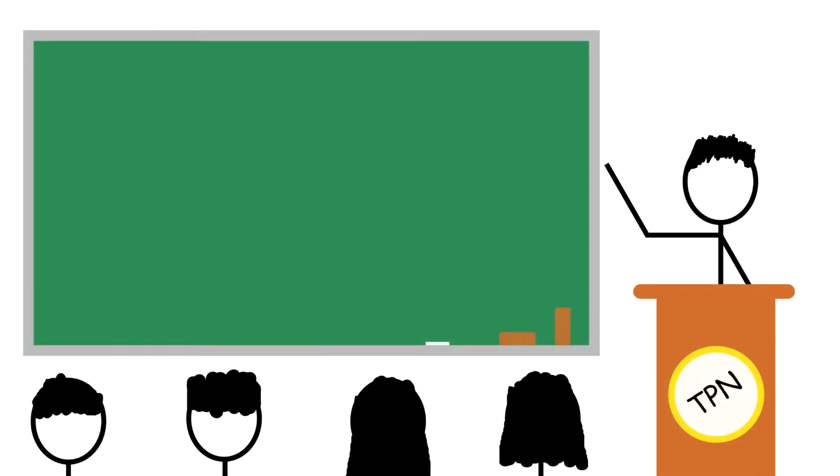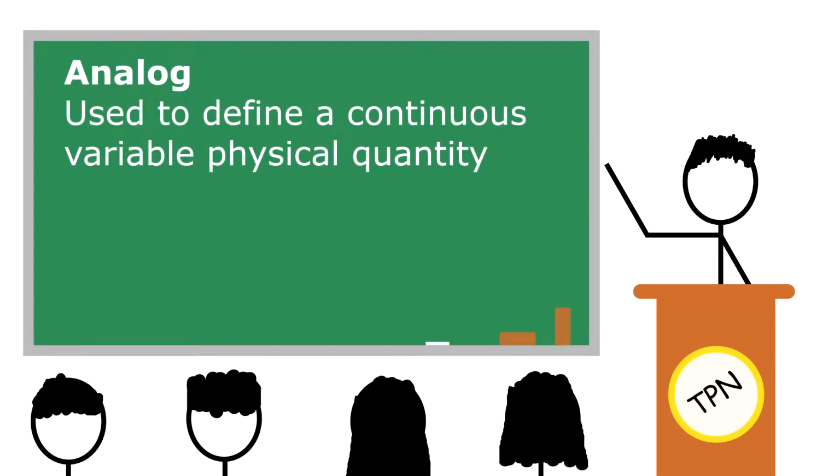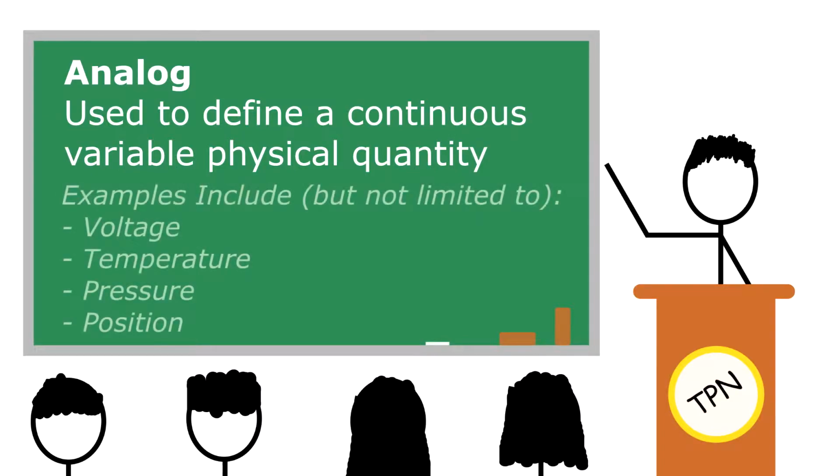The key takeaway here is that analog information is a continuously variable physical quantity. In this example, we use sound waves, but this applies to other physical quantities such as voltage, temperature, pressure, position.